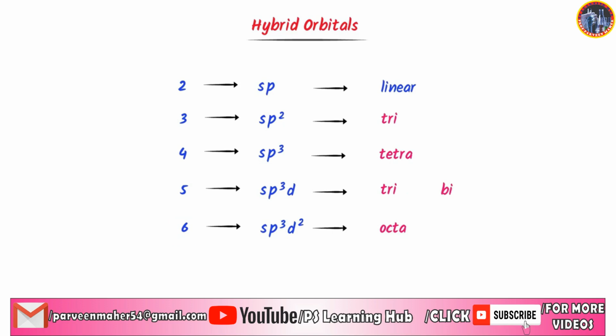Now listen carefully. When hybridization is sp, the structure of molecule is linear. When hybridization is sp2, the structure of molecule is trigonal. When the hybridization is sp3, the structure of molecule is tetrahedral. When the hybridization is sp3d, the structure of molecule is trigonal bipyramidal. When the hybridization is sp3d2, the structure of molecule is octahedral. So note down this important list.